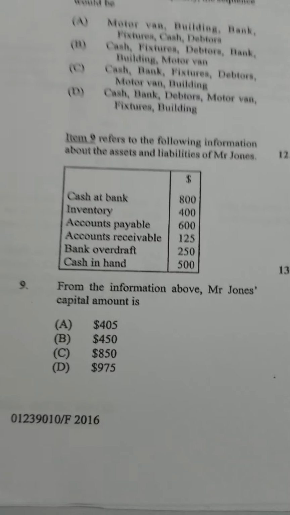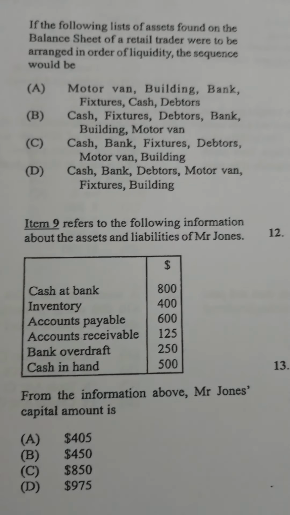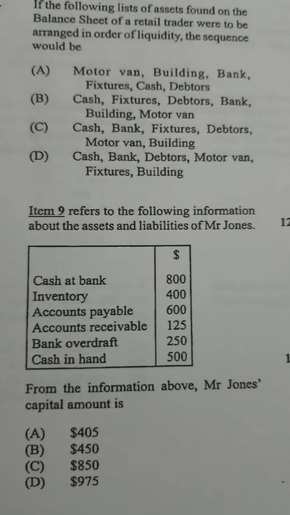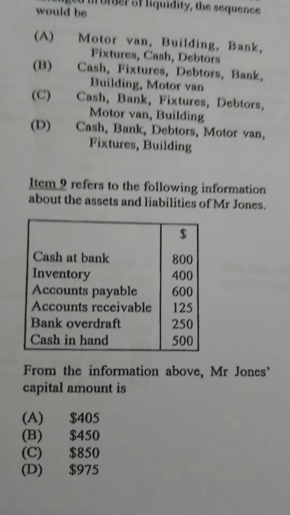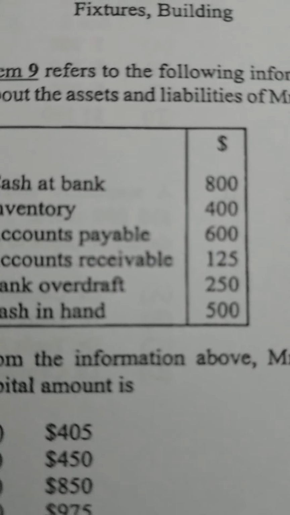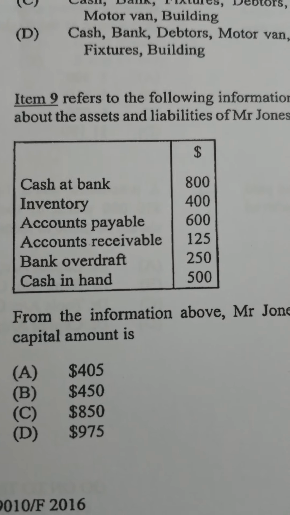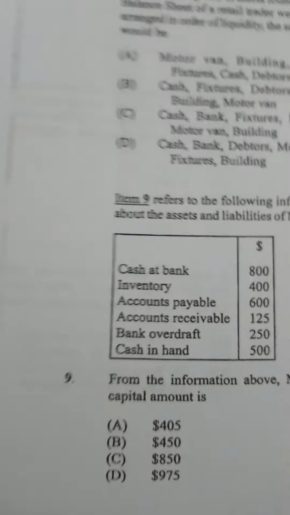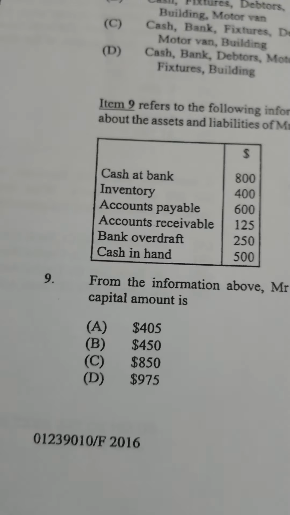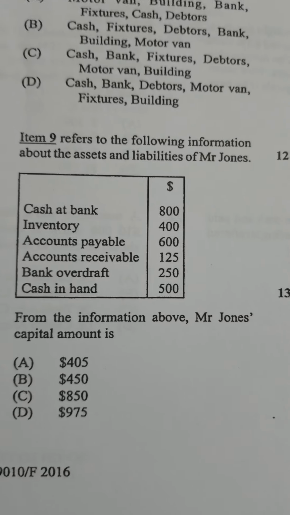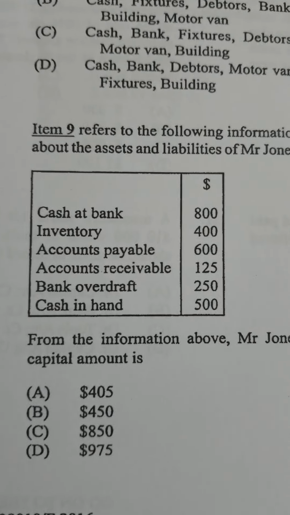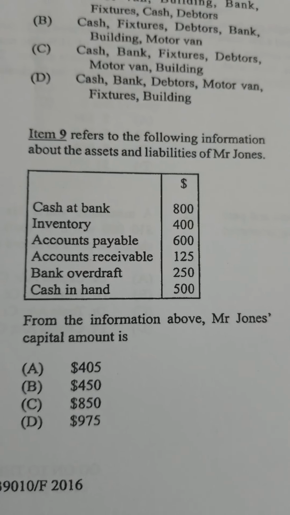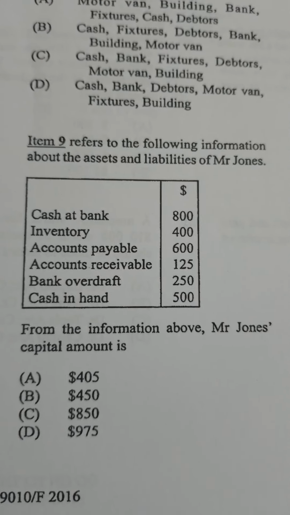Let's go to the next question. Item 9 refers to the following information about the assets and liabilities of Mr. Jones. Now look at what we're asked to do. From the information above, we should find Mr. Jones' capital. We'd do the same approach as the previous one. So now we are going to identify all the assets, subtract the liabilities, and we'll get the capital.